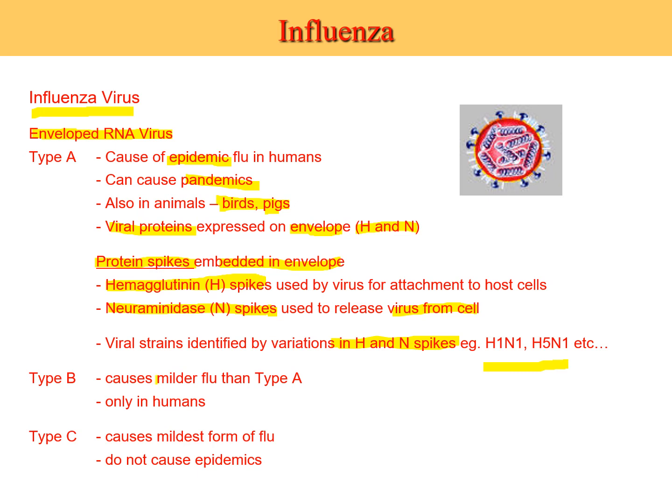Type B causes milder flu, but can infect humans. It's only found in humans, not animals. And type C, the mildest form, does not cause any epidemics. Every year there's a different type of flu vaccine, and I'll explain why. Typically it would contain a couple of different type A influenza viral particles, to immunize you against a couple of different types of type A influenza virus, and sometimes one or two type B.